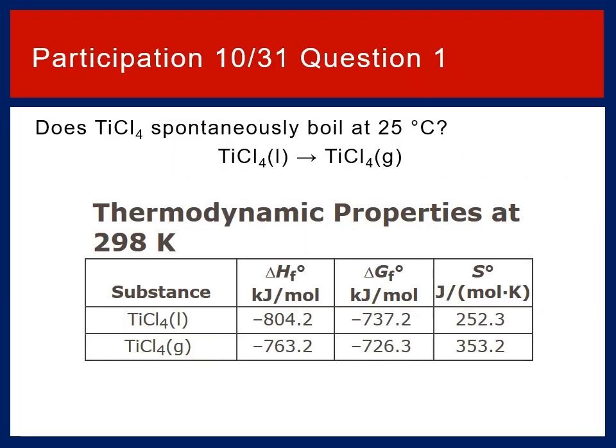Participation 1031, question 1. Does TiCl4 spontaneously boil at 25 degrees Celsius? That's TiCl4 liquid becoming gas. We have the thermodynamic properties reference table for the liquid and gas phase of TiCl4. This is the first question on participation 1031, due Friday, October 31st. Happy Halloween. At 11:59 p.m. over on Blackboard. Link to the assignments right below links to these videos. Again, does TiCl4 spontaneously boil at 25 degrees Celsius? That's a liquid becoming a gas, and we have the reference information down here for helping you come up with that answer.